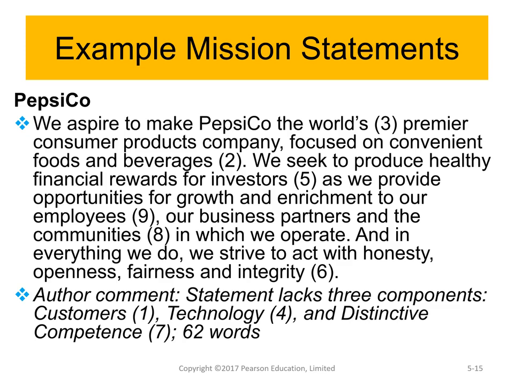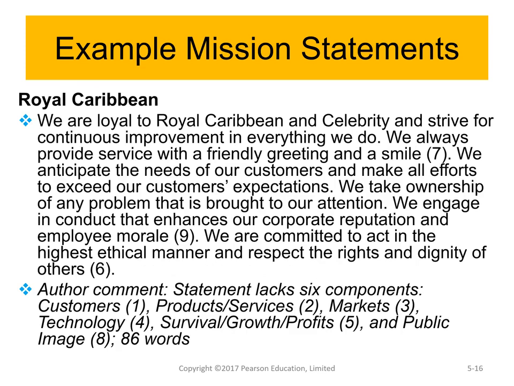And in the case of Royal Caribbean, you have 6 components that are missing: customers, products or services, markets, technology, survival, growth and profit, and public image. But it's relatively long, 86 words. So we will be assessing. You can look at different companies' mission statements and see whether these mission statements actually do address these 9 components.